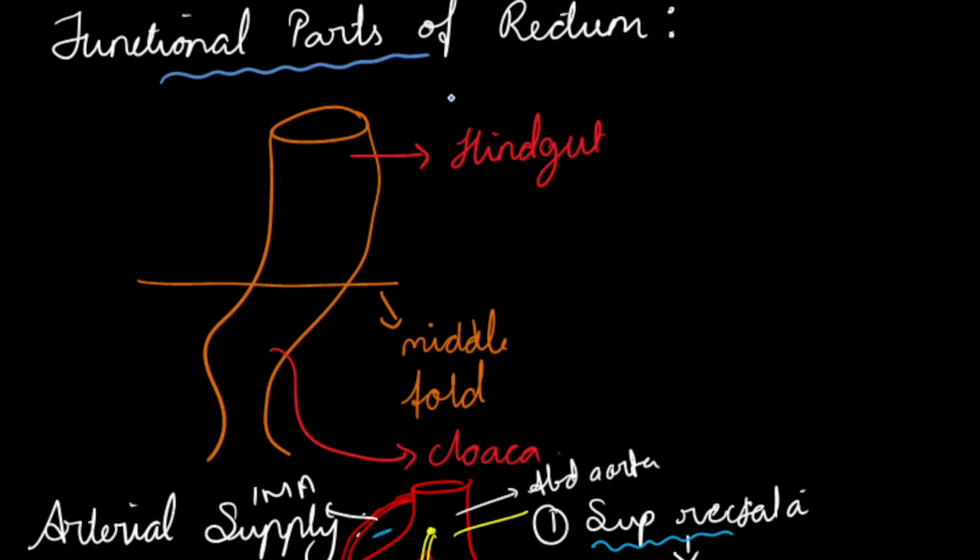Now regarding the functional parts of the rectum, the rectum is divided into two by the middle fold of the rectum, and the upper half is made of hindgut and the lower half is made of cloaca.